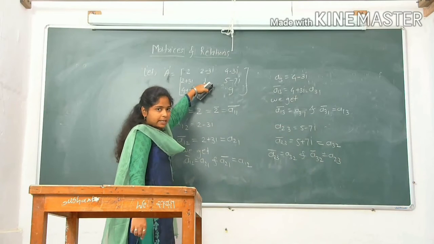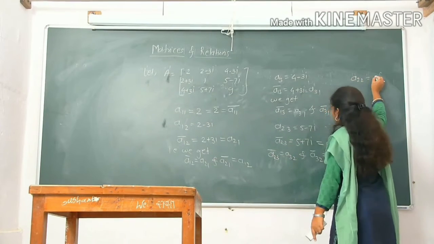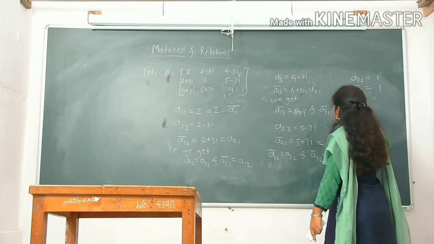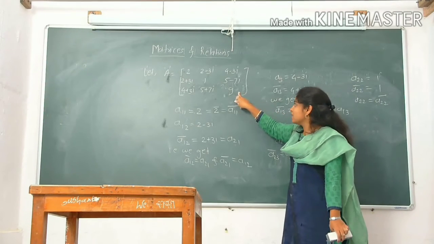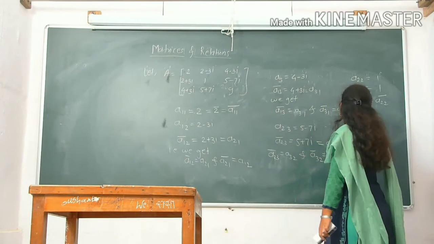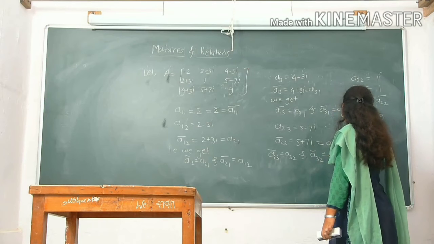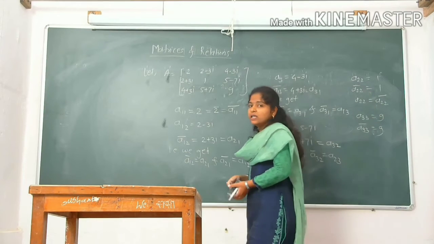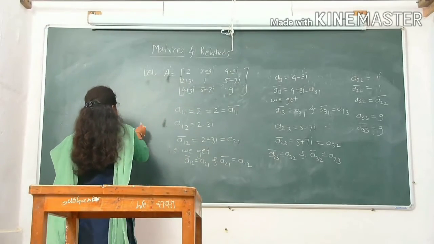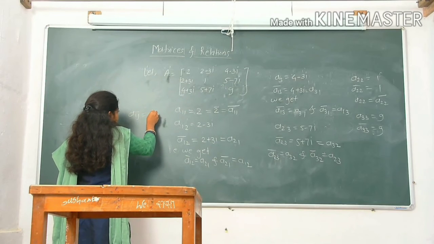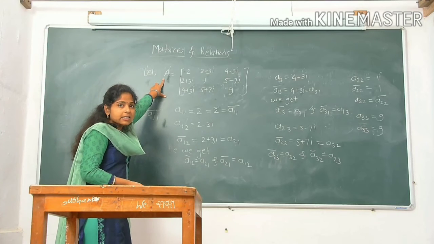Now, this 1 is placed at the position of second row and second column. So we get A22 is equal to 1. Its conjugate is also 1. So we get A22 is the same as A22 bar. Also 9 is placed at the position of A33. So A33 is equal to 9 and its conjugate A33 bar is equal to 9. So in this example, we get Aij is equal to Aji bar for every i and j. Therefore, this matrix A is Hermitian.